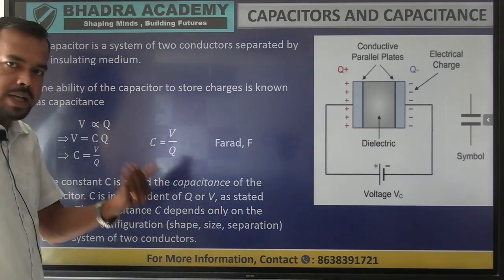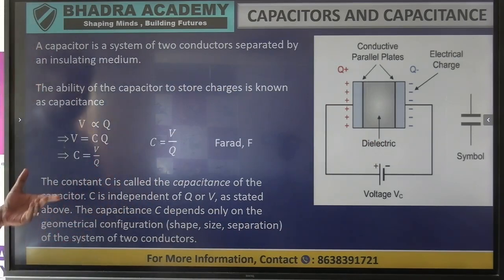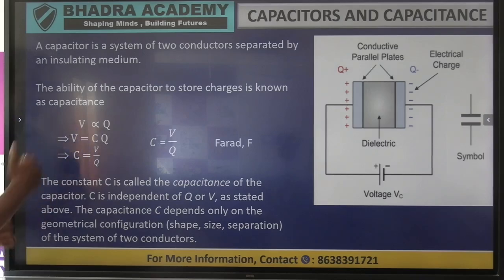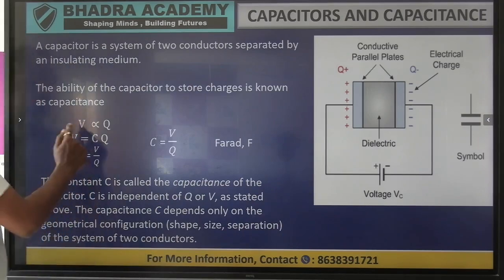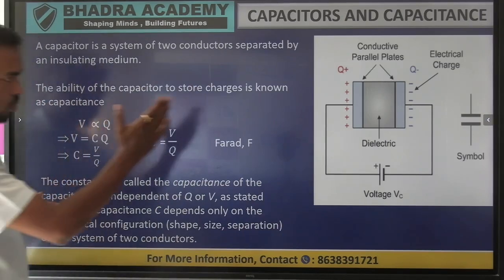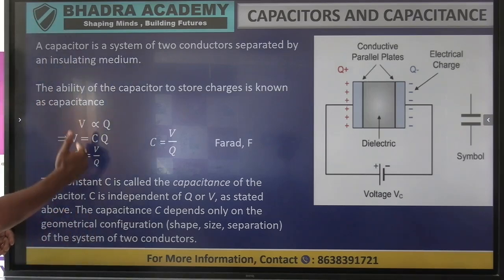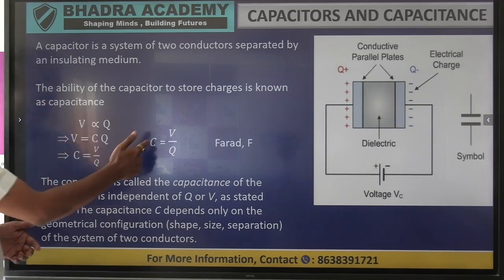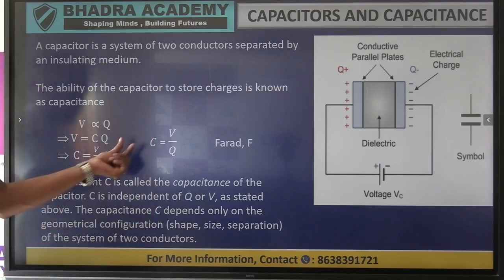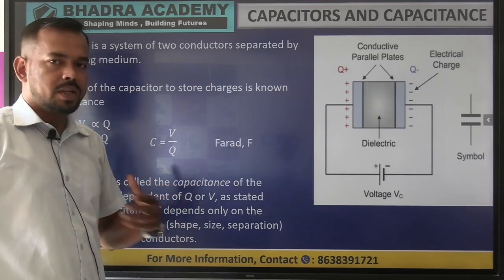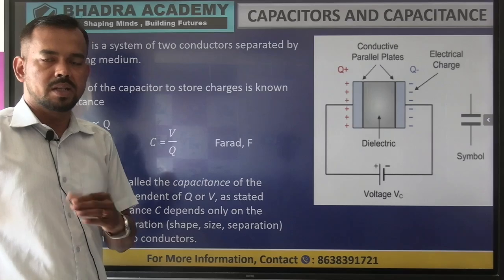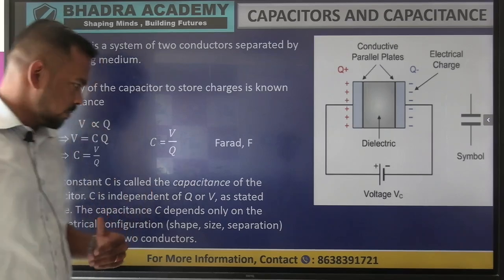So ultimately it acts as an energy storage device, which can be given by this equation: the voltage or the potential difference between the plates is directly proportional to the charge that is stored in the plates, and the constant of proportionality is C, which is known as the capacitance. And finally we get the equation C is equal to Q by V, and the unit of capacitance is the farad, right? But the farad is a very big unit, so it is always given in microfarads or nanofarads.